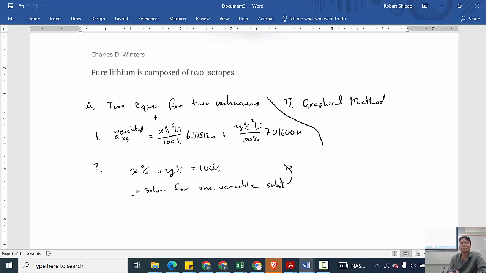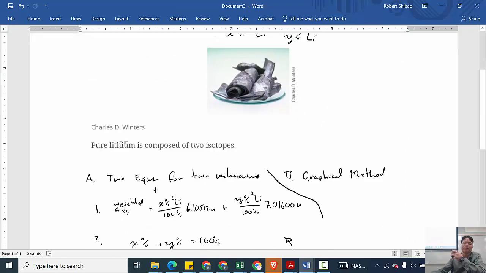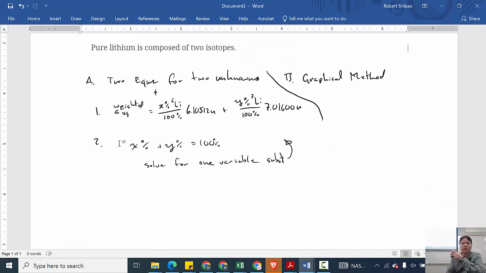I'm not going to do that because you've done this right before in algebra, in math, correct? Except that probably it wasn't so messy. It was probably a lot cleaner in algebra. You didn't have all these long numbers to deal with. They give us the weighted average. There would be 3 unknowns if we didn't have the weighted average. The weighted average is 6.94 U. So we know the first equation is equal to 6.94 U, etc.